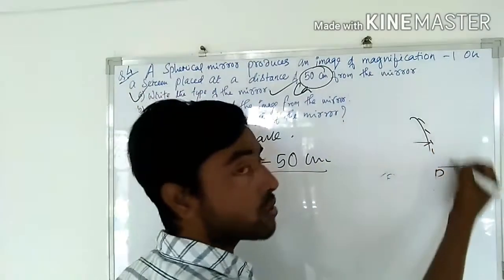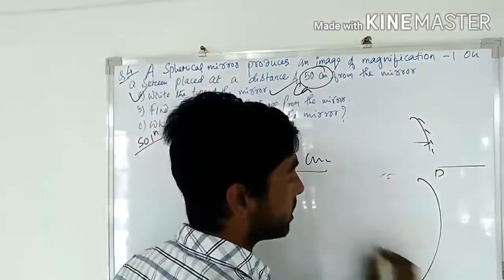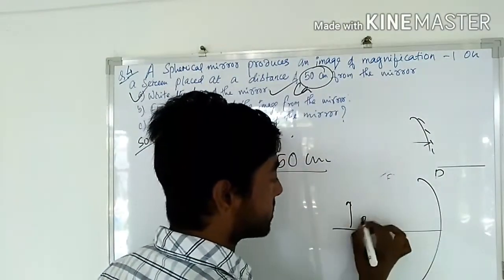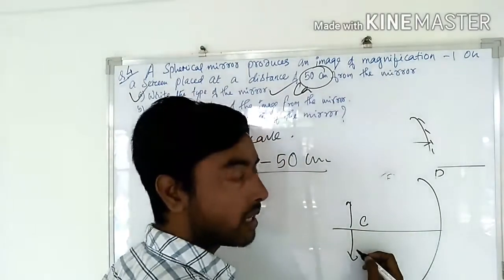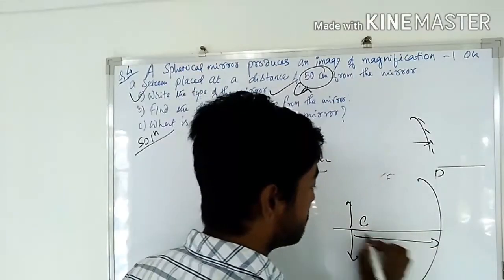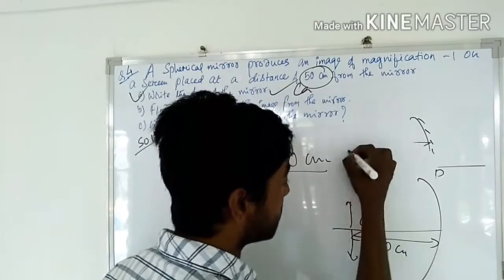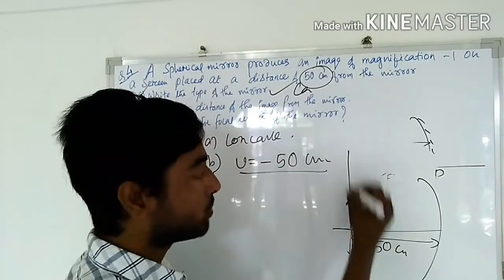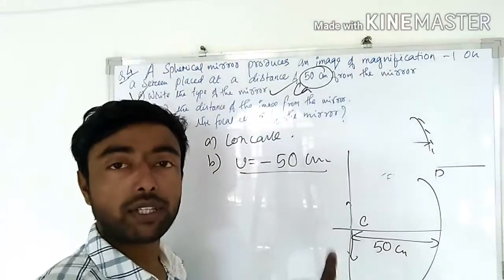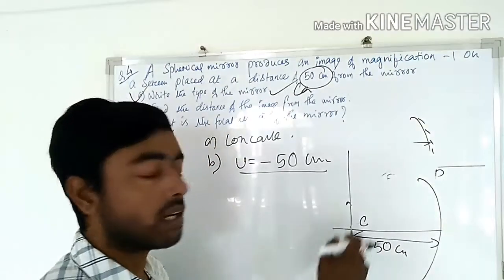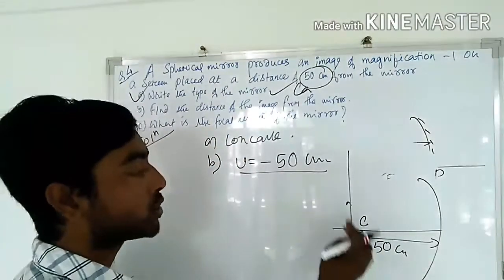Why? Because I've just drawn here, and the object is placed at C. Image is also coming at C, and this distance is how much? 50 centimeter. Because the screen should be here. The screen should be here at C. If the screen is at C, we can say that the image will form at C. And image should form at C.